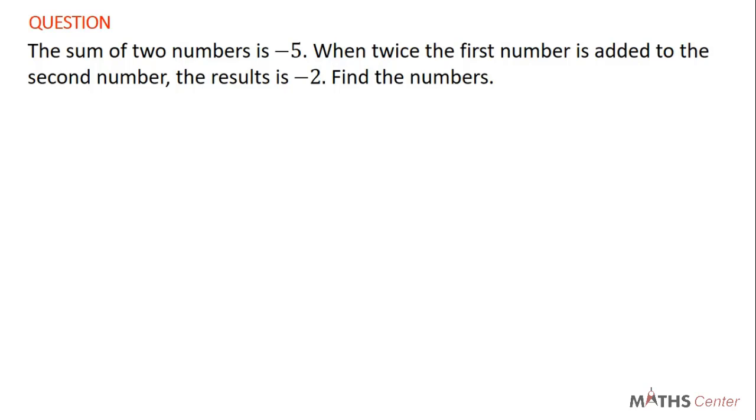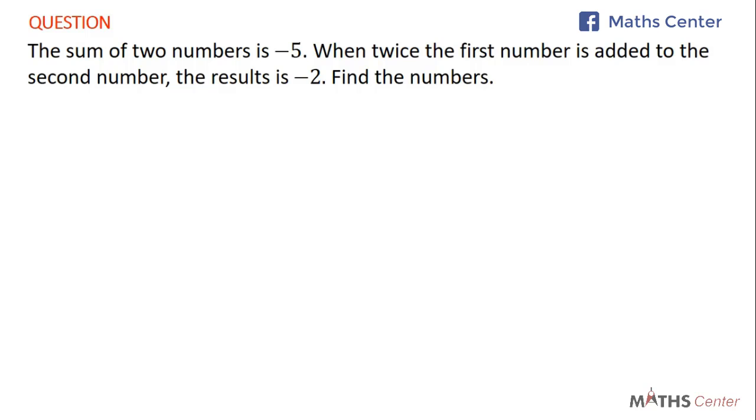We are still on the topic simultaneous linear equations in two variables. In the previous video, we took an example on solving word problems using simultaneous linear equations in two variables. In this video, we are going to take another example. So let's look at our question for the video. The question is, the sum of two numbers is -5. When twice the first number is added to the second number, the result is -2. Find the two numbers.